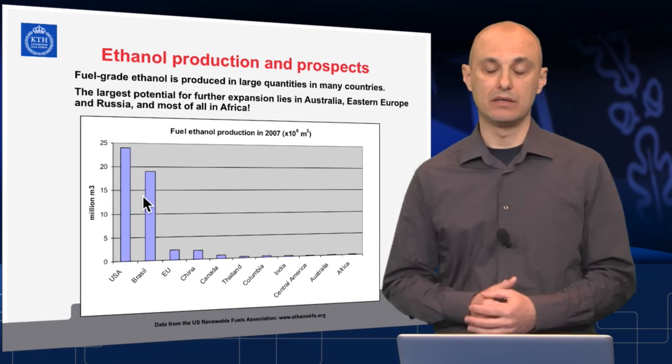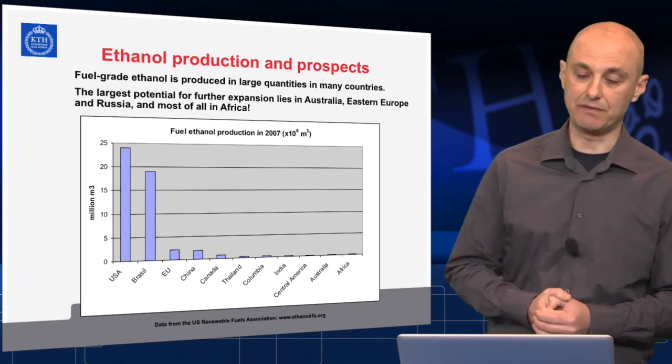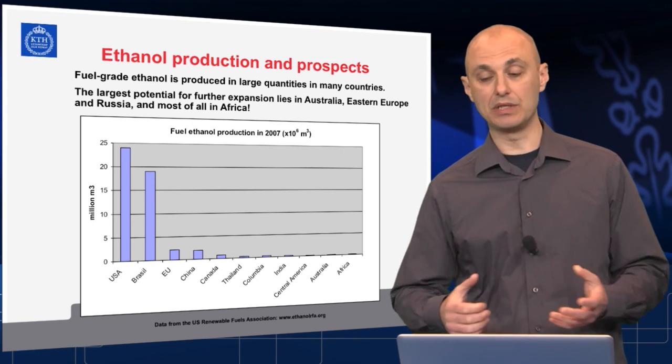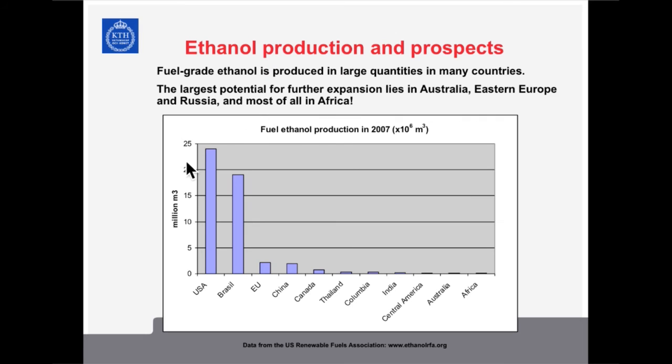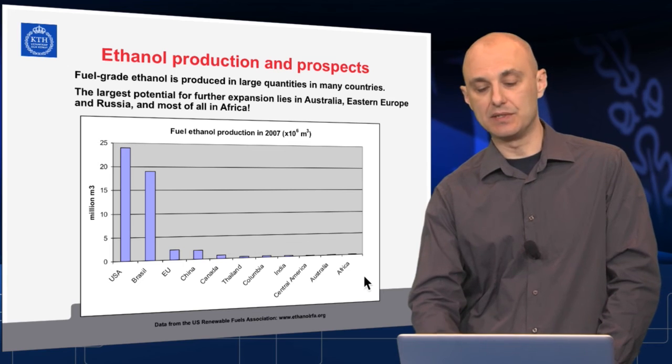This is a quick overview of the statistics. You can find those on your own on the internet or in good reports. Ethanol is being produced in large quantities, mostly in South America, primarily Brazil, the US, and quite a lot in Europe now. China and Canada are coming online. The biggest potential is Australia, Central America, and Africa, definitely. Eastern Europe maybe too.